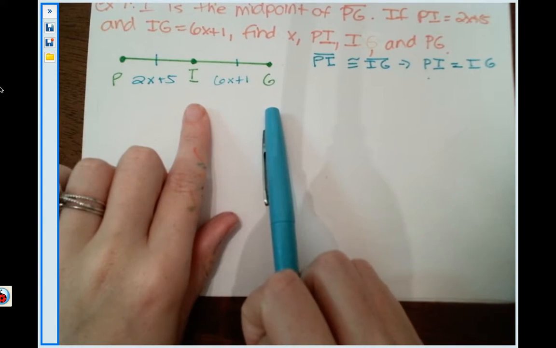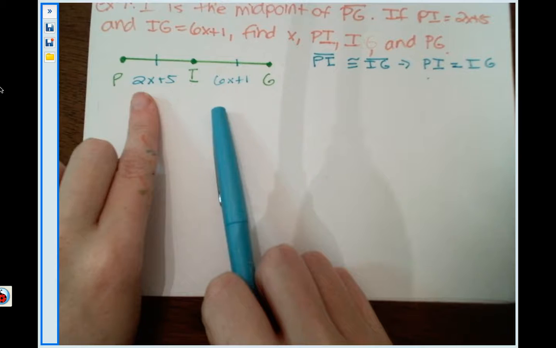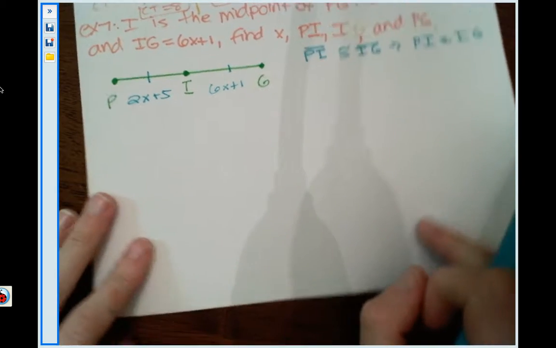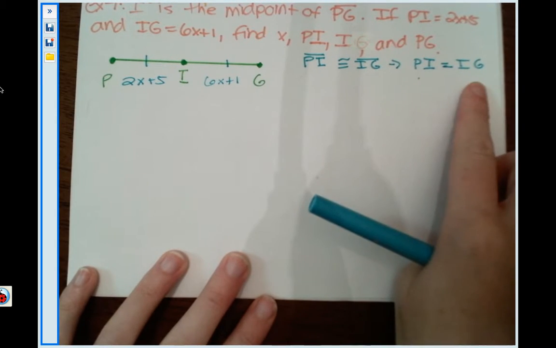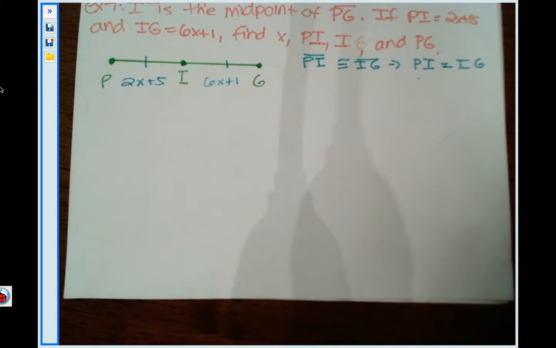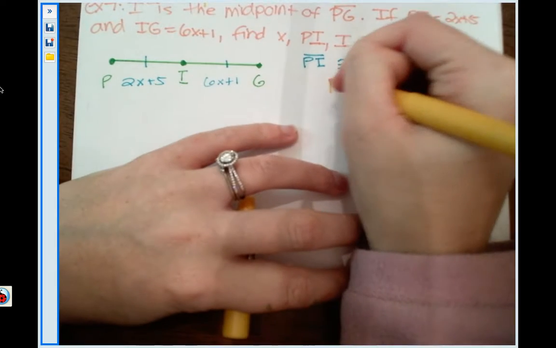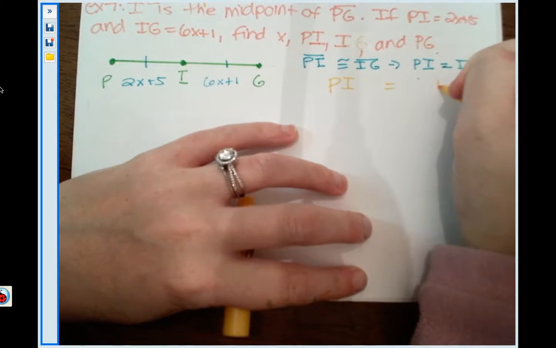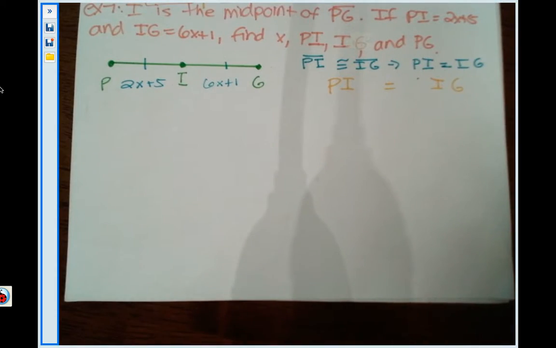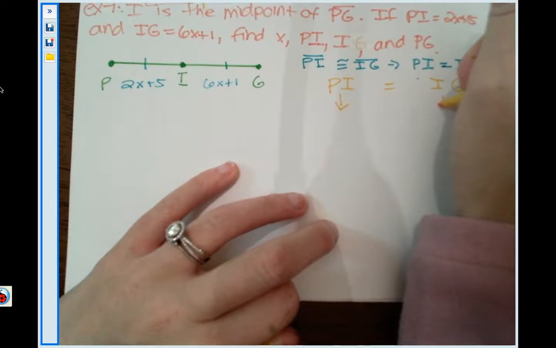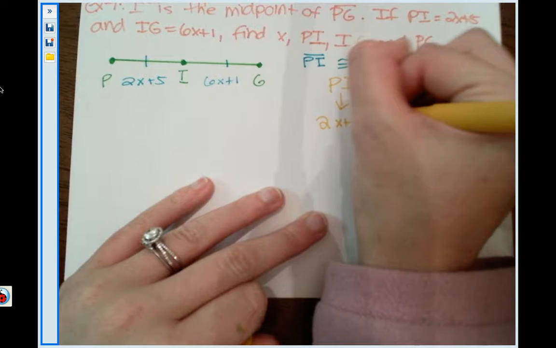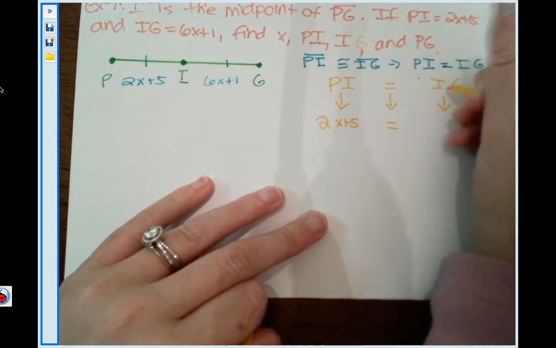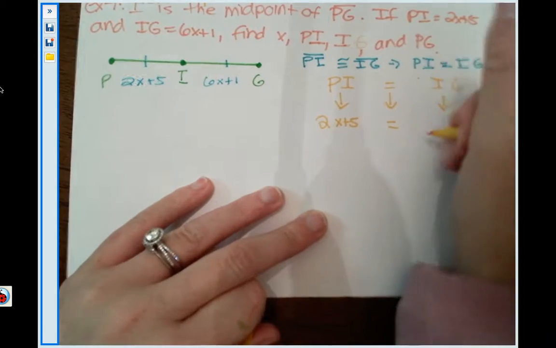If PI equals IG, I can just set these two bad boys equal to each other, which will help me to solve for x. Okay, so I'm going to basically use this statement and substitute in the pieces where they belong. Okay, so I'm going to use the statement PI equals IG. Alright, let's substitute these values in for what they equal. So PI is 2x plus 5. Bring down my equal sign. And IG is 6x plus 1.